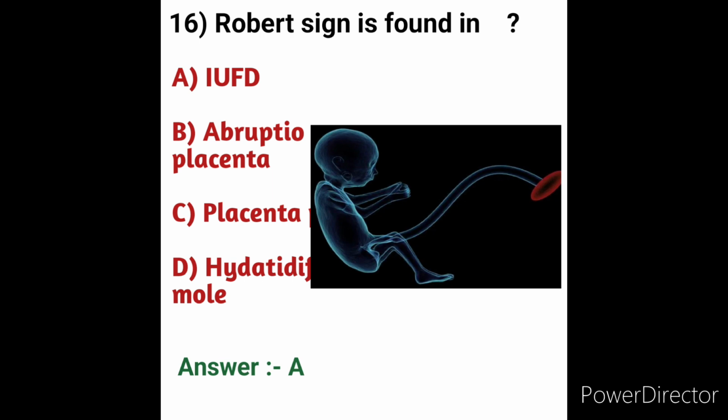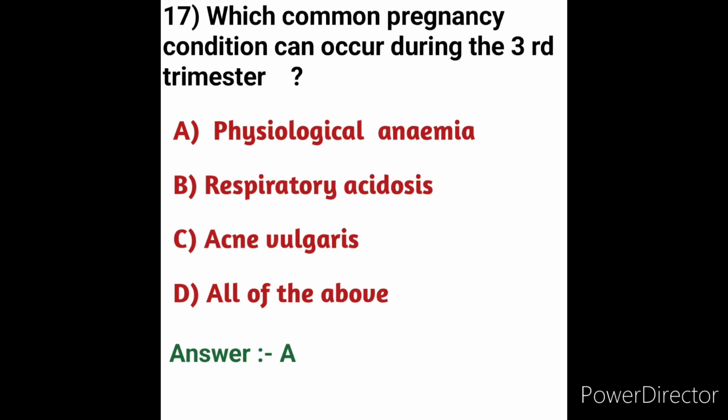Move on to question number 17. Which common pregnancy condition can occur during the third trimester? We will see the options. Option A, physiological anemia; option B, respiratory acidosis; option C, acne vulgaris; and option D, all of the above. The common pregnancy condition occurring in the 7th, 8th, 9th months, the third trimester. Option A, physiological anemia, is the correct answer.